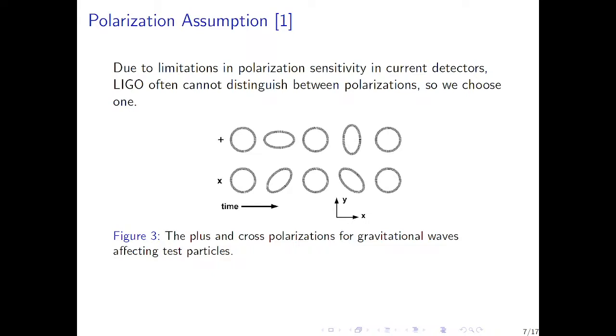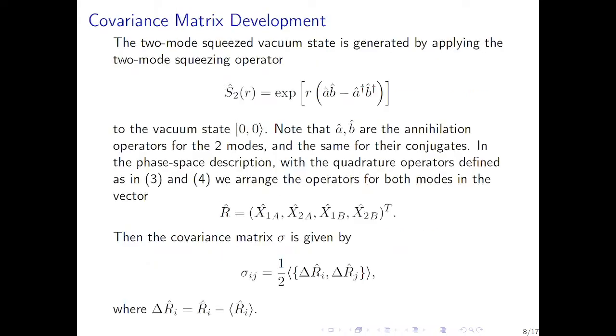Quick assumption before I go into a little bit of a calculation for this quick talk. We're assuming one polarization, which is a logical assumption. LIGO often can't tell the difference between the two polarizations, the plus and cross polarizations. You'll often see them squeezing in GIFs, but I couldn't really figure out GIFs.